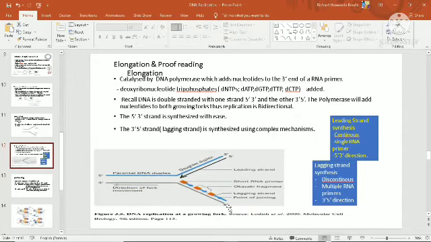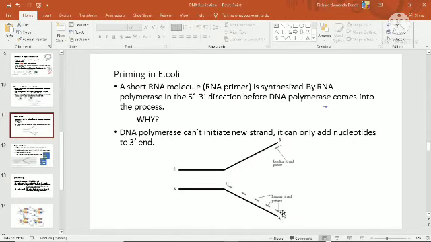On the other strand, the original strand runs from 5' to 3'. Then RNA polymerase will come in, and what it will make will be a strand which will be 3' to 5'. However, like I mentioned earlier, DNA polymerase can only add to the 3' end. It can't add to the 5' end. So this poses a problem for the synthesis of the other strand.